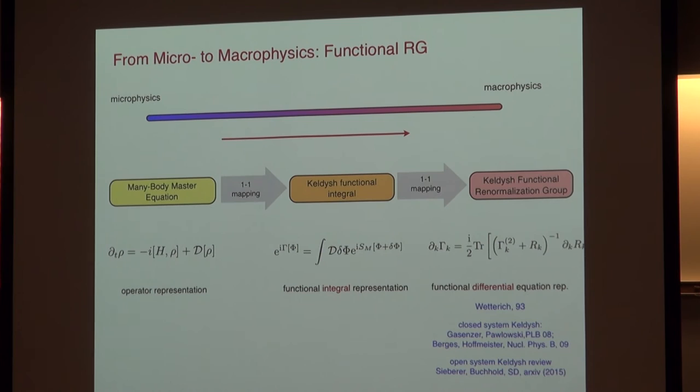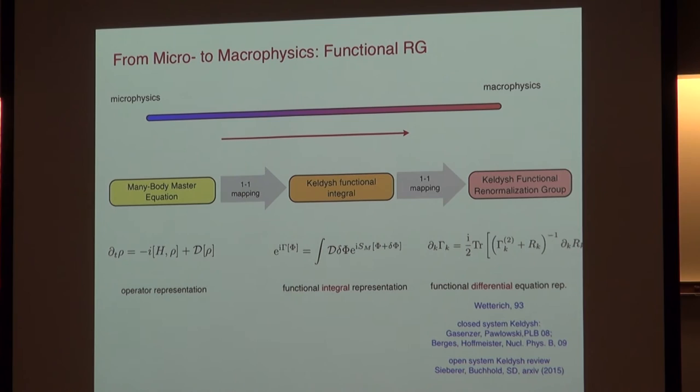Right, so how do we perform this in practice? To compute the critical behavior, we want to go from the microscale to the macroscale. So our procedure is first to use this one-to-one mapping from the operatorial formalism into the functional integral. And then in practice, we use a functional differential equation instead of a functional integral representation, called the functional renormalization group equation. This can be evaluated in practice, and that's how we do it.